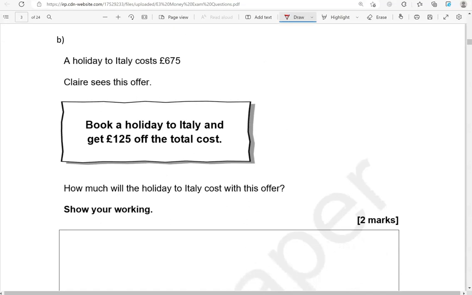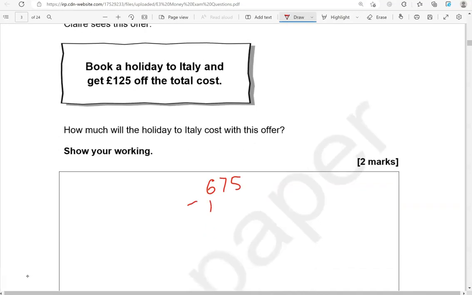A holiday to Italy costs £675. Claire sees this offer. Book a holiday to Italy and get £125 off the total cost. How much will the holiday to Italy cost with this offer? Show your working. So £675. If we take away 125, which is the discount, then we can work out the cost during this offer. 5 take away 5 is 0. 7 take away 2 is 5. 6 take away 1 is 5. So £550.